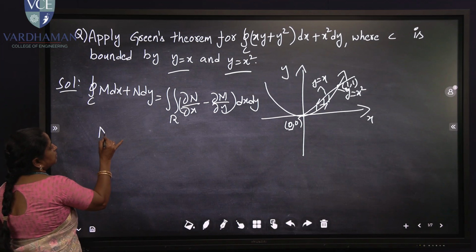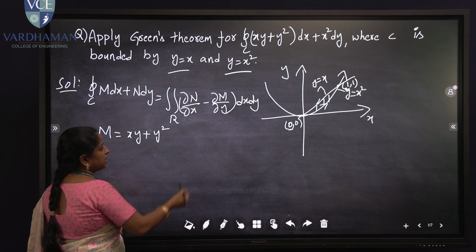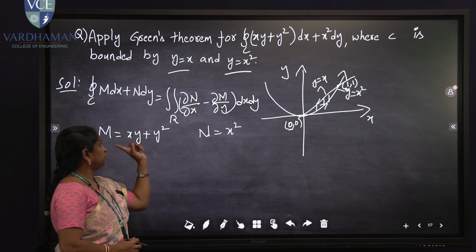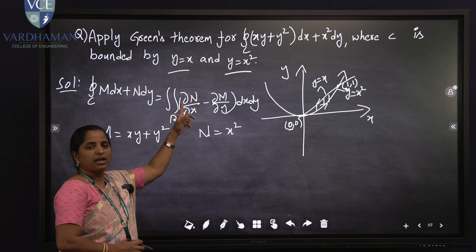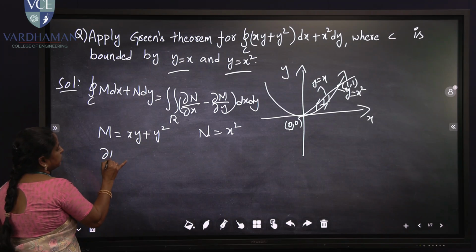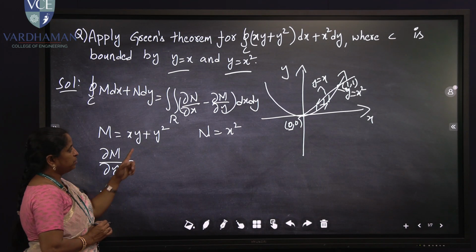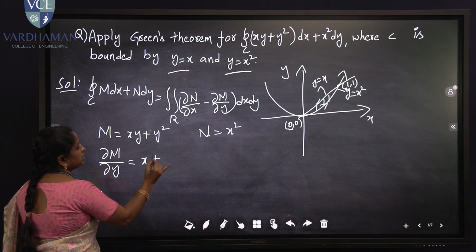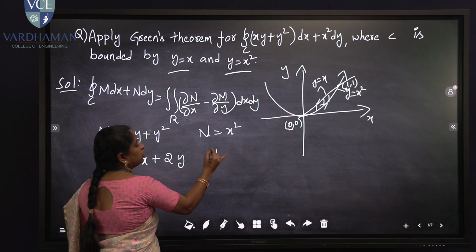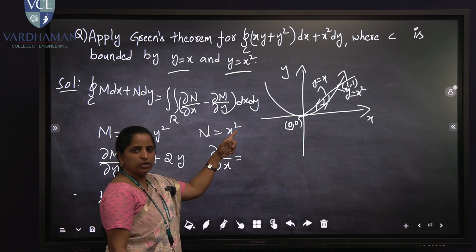According to the question, M equals xy plus y square and N equals x square. Now we have to differentiate M with respect to y and N with respect to x. So ∂M/∂y: with respect to y, xy becomes x, and y square becomes 2y. Next, ∂N/∂x: with respect to x, x square becomes 2x.